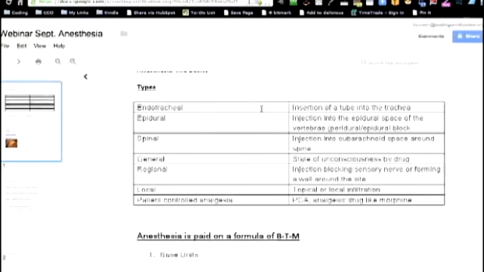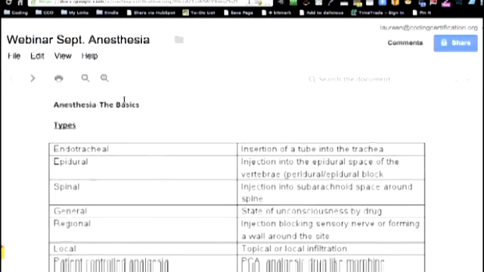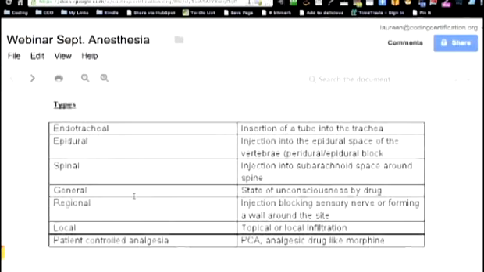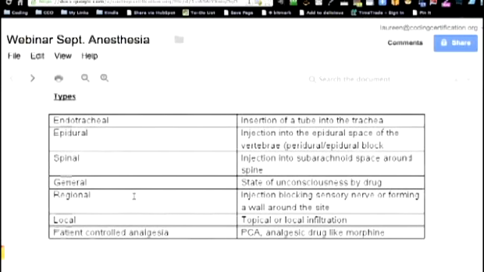The first thing you want to know, what type of anesthesia are you dealing with? These are the types that you work with. There's endotracheal, epidural, spinal, general, regional, local, and then patient-controlled. But really, patient-controlled is a little bit different because that's when they give you that morphine pump. If you've ever had to have that, it's set up so it can't be given closer than 30 minutes, and the patient can give themselves the morphine when they want it so the nurse doesn't have to keep coming in.